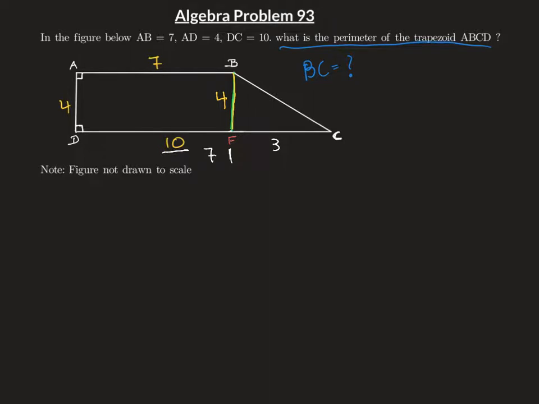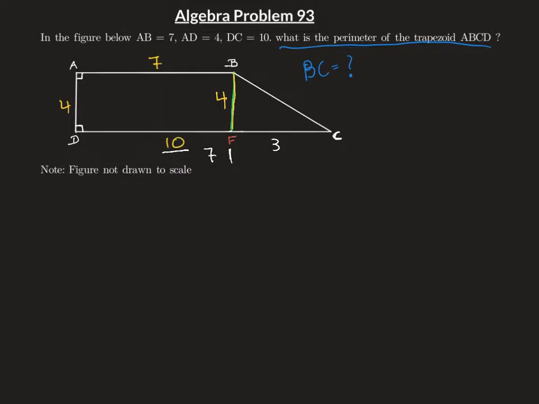If DC is split at a certain point, we're able to find that point because DC is split at the same length that AB is. So D to F must be the same length as AB. Therefore, DF is 7, and that leaves our remaining 10 minus 7, so FC is 3. Now we have 2 sides: BF is 4, and FC is 3.